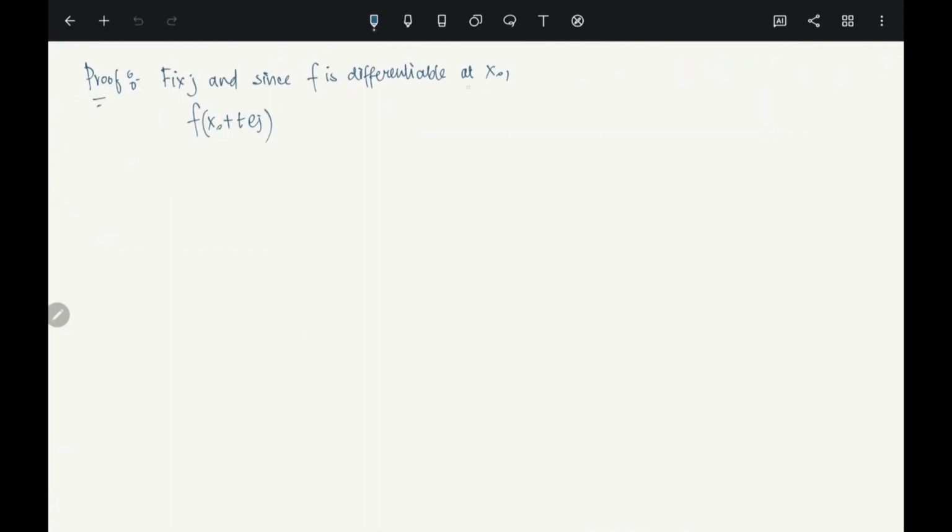Since f is differentiable at the point x0, we can write f of x0 plus t ej minus f of x0. So this is h in that direction. Basically I am choosing a particular direction. So this is nothing but df at the point x0 acting at the point t ej, plus a remainder term which depends on t ej. Clear? If you break down that definition, you can just write it down. If you are not convinced, please check that these two definitions are actually equivalent.